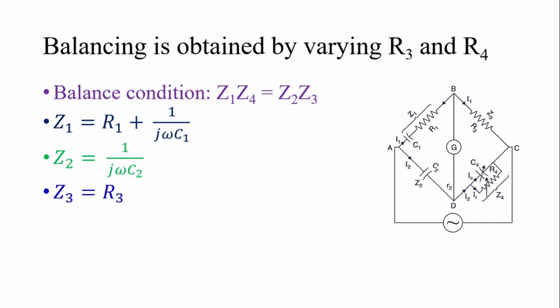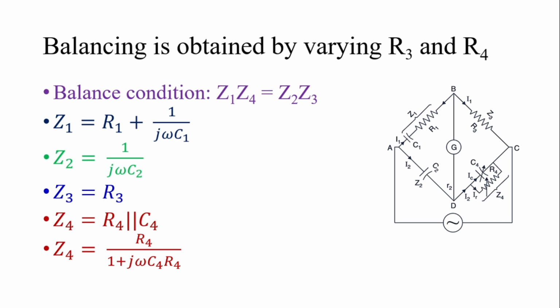Likewise, moving to the third arm, which is B and C, similar to the arm A and D, we only have one component, which is the resistor R3. So the total impedance of B and C, which is Z3, will be equal to R3. Now moving on to the fourth arm, which is C and D. This arm consists of two components parallel to each other, C4 and R4. As they are parallel, after some simplification for the equivalent impedance, we obtain the total impedance Z4 as R4 over 1 plus j omega C4 R4.